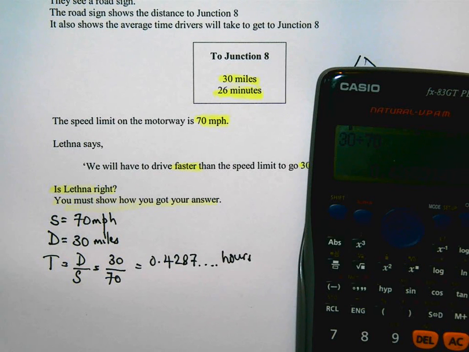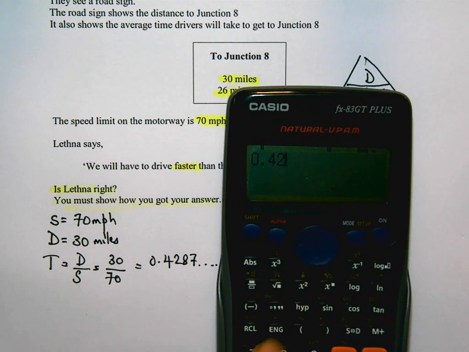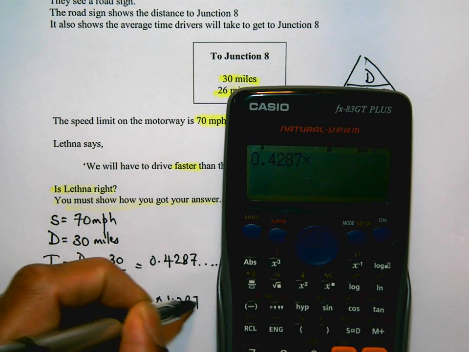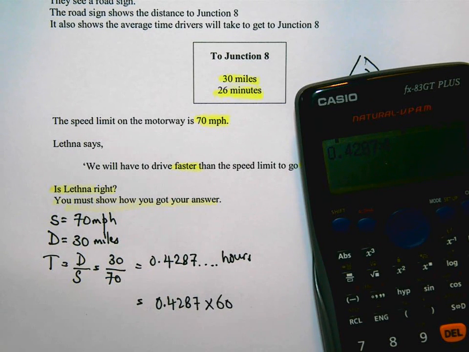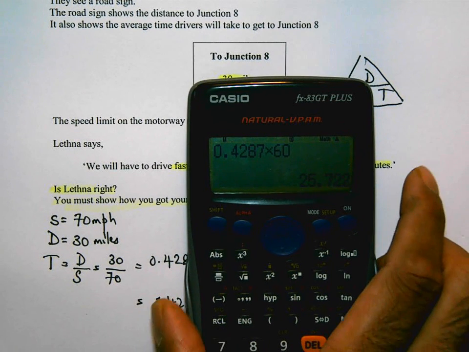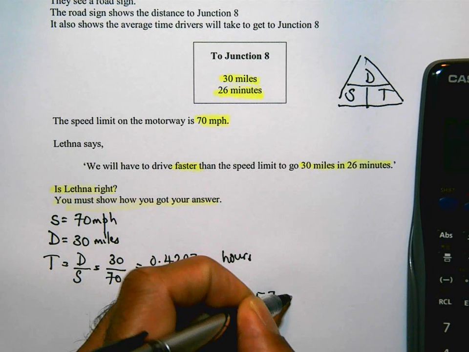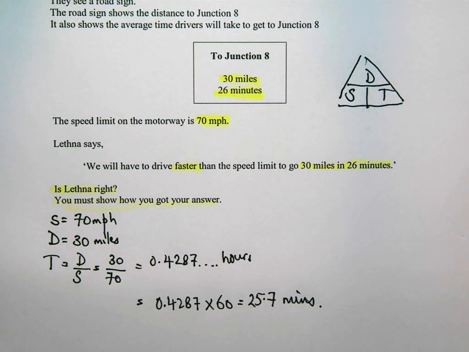I don't need to type in the whole thing because I just need to have an idea of how long it takes. 0.4287 hours. To change hours to minutes, you times by 60. So I'm going to do that, times 60 equals 25.7 minutes. What this is telling me is that in 25.7 minutes they would have driven 30 miles.